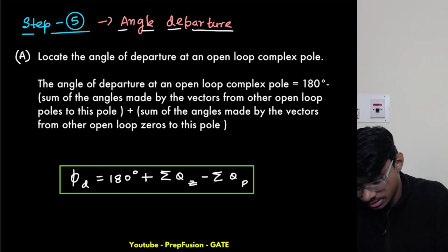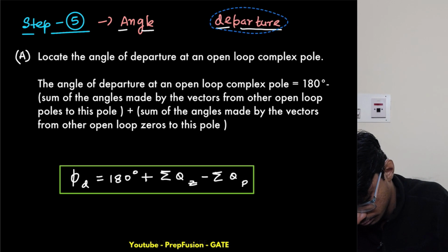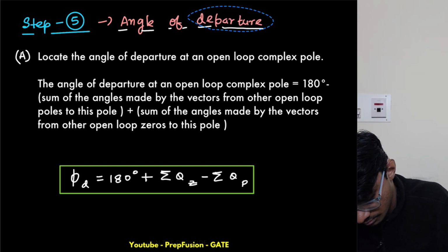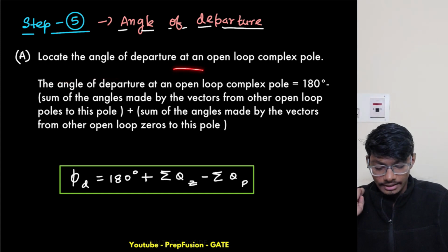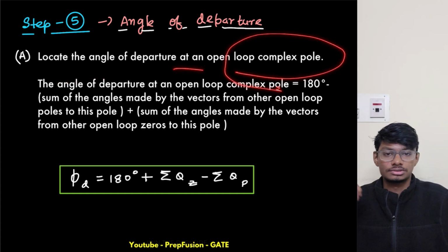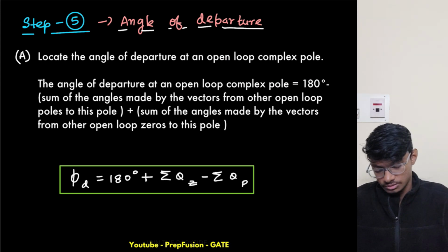So angle of departure I will study first. What is angle of departure? We have to locate the angle of departure at an open loop complex pole, right? So why is it called departure? We'll see. So let's first read this.